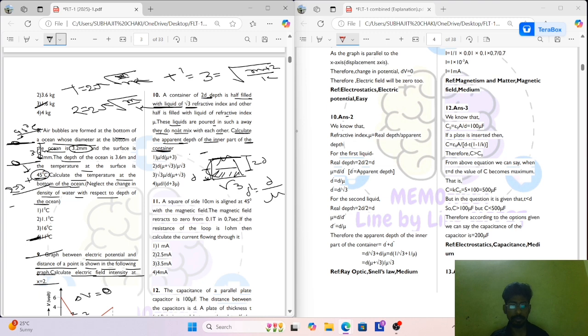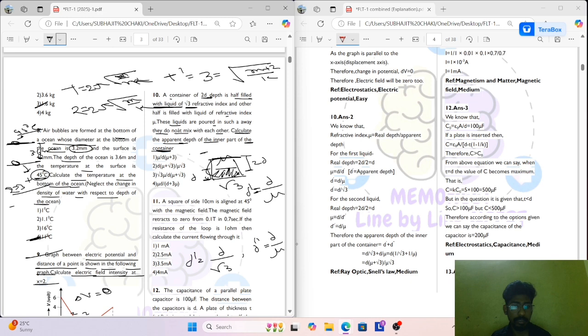Now in this question, the apparent depth is given by the formula d dash equals d by mu. How can we calculate this d by mu? For this liquid, d is equal to small d, and for the other liquid, d is also equal to small d. So for the first liquid, it is equal to d by mu, that means d by root 3. For the second liquid, it will be d double dash equal to d by mu.